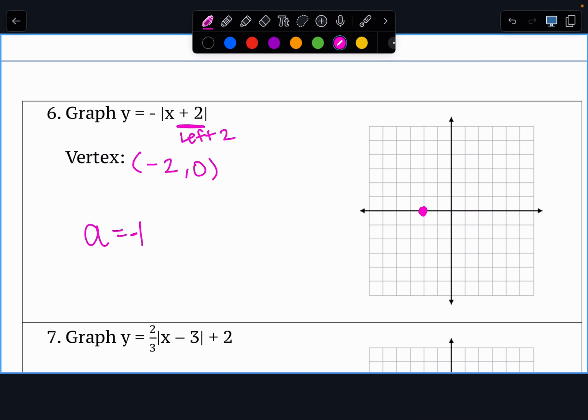Because A is negative, what does that mean about our absolute value? Going left. No, you're going right. You're going down. It's upside down. So I am going to use A, and I'm going to count that slope. So instead of a V, it's going to be an upside down V.